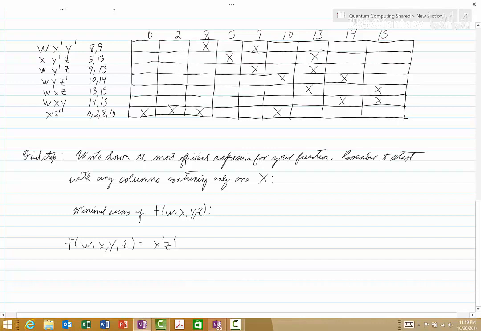So let's scribble out those columns: 0, 2, 8, and 10. Okay? Now, are there any other columns that have only one X? And indeed there is, this one. So this tells us that this term, x y prime z, is the only way that we can account for that 5 that is in our original function. So that's the next thing that must be included.